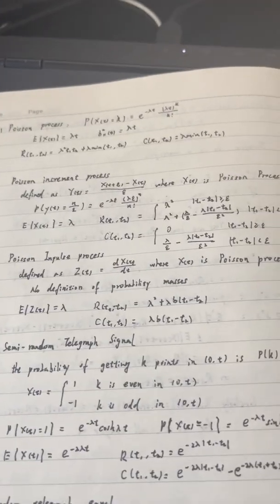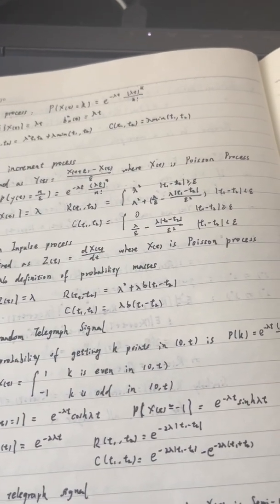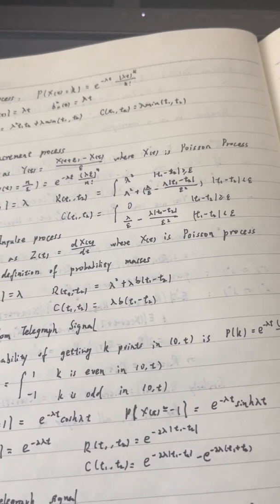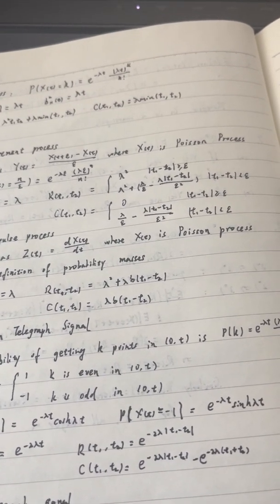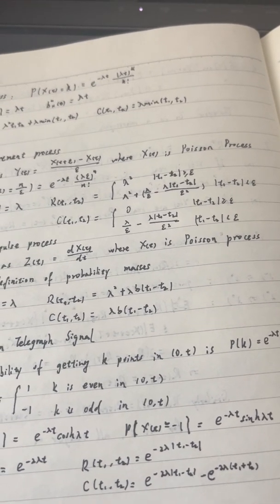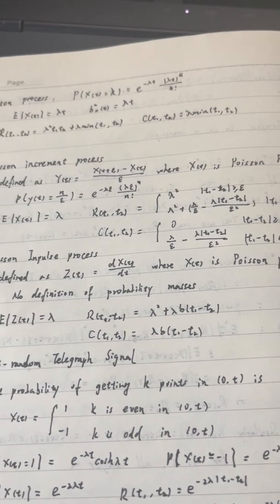I'm going to do question 1 for Mock 10, so let's begin. It is a pretty long question. It has to collect some definitions and simple properties, like probability masses or density, mean, autocorrelation, and autocovariance functions of some stochastic processes it lists.